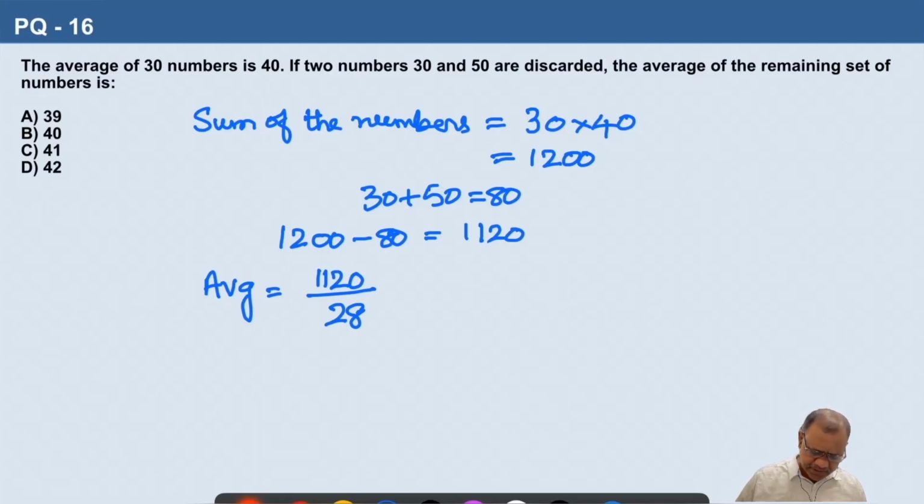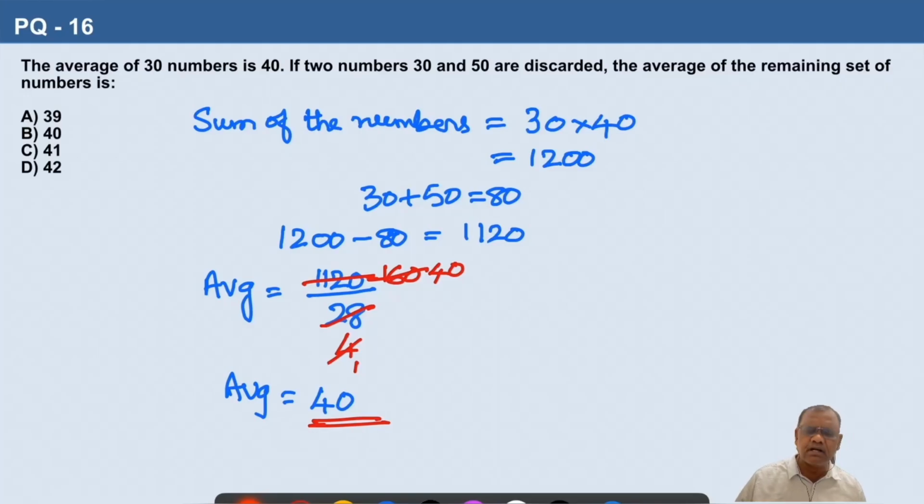So let us simplify. 7 fours are 28, 7 ones are 7, 7 sixes are 42, and 7 fours are 28, so 40. So the average is 40. 40 is the average of the remaining numbers. B is the correct answer.